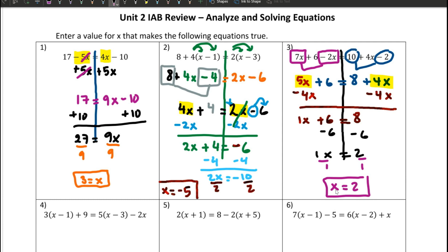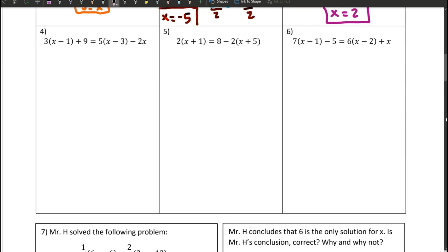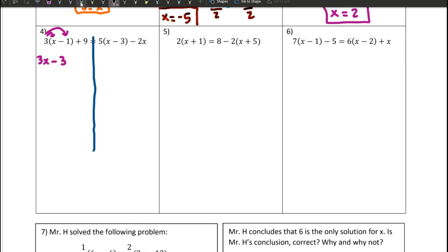Alright, we're going down to problem number 4. It gets a little more complicated because the equation looks longer. So number 4, how do we do this? If you understand the first 3, please pause the video and try number 4 before you watch the answer. We're going to use the distributive property, distributing 3. That will give us 3x minus 3. Make sure you multiply 3 times 1. Then bring down the positive 9.